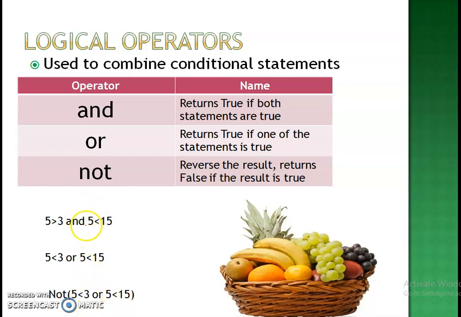Let's see an example. When I check 5 is greater than 3 and 5 is less than 15, 5 is greater than 3 returns true, and 5 is less than 15 is also true. So the result of this comparison also returns true. When I compare 5 is less than 3, this condition is false.